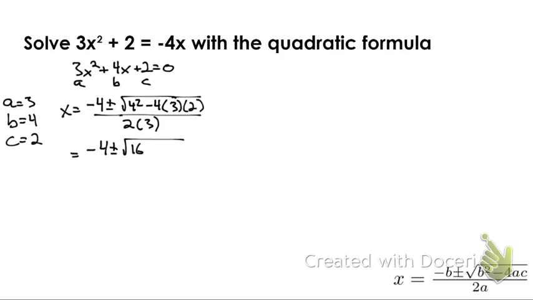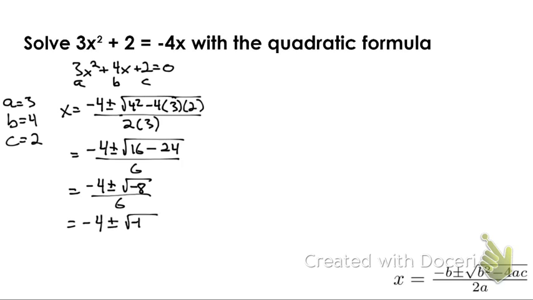Now, let's simplify a bit. We have 16 minus 12 times 2, which would be 24, and that becomes -4 plus or minus the root of -8 all over 6. And here's where this can get a little bit hairy, is dealing with a negative discriminant, a negative value under your square root sign. So what we know is this. We know a couple of things. For one, we know that -8 is -1 times 8.